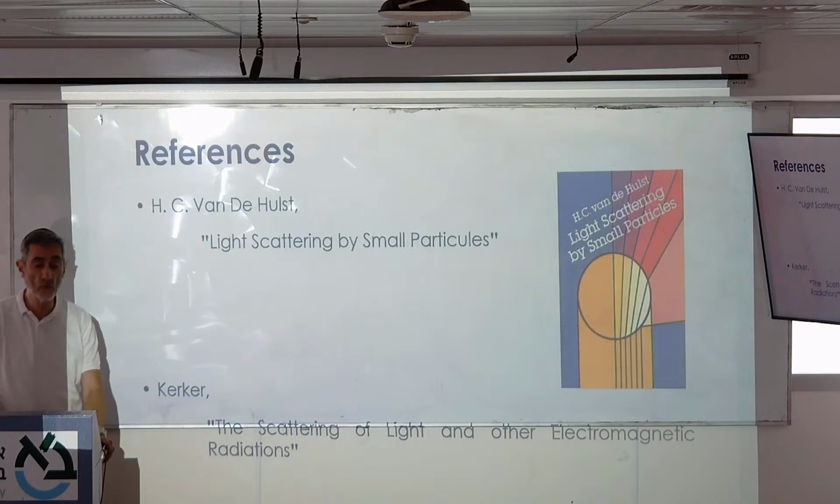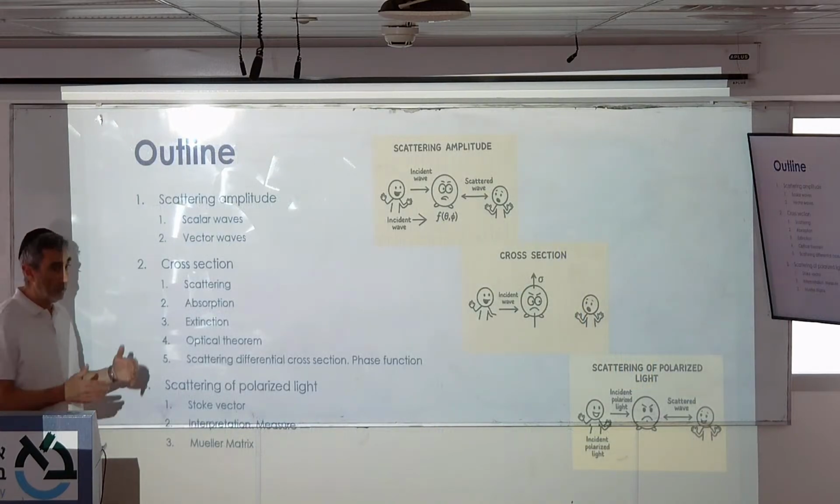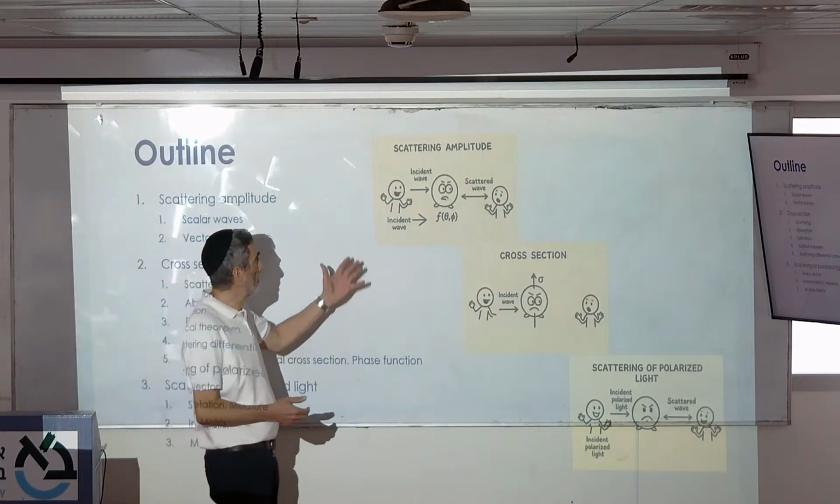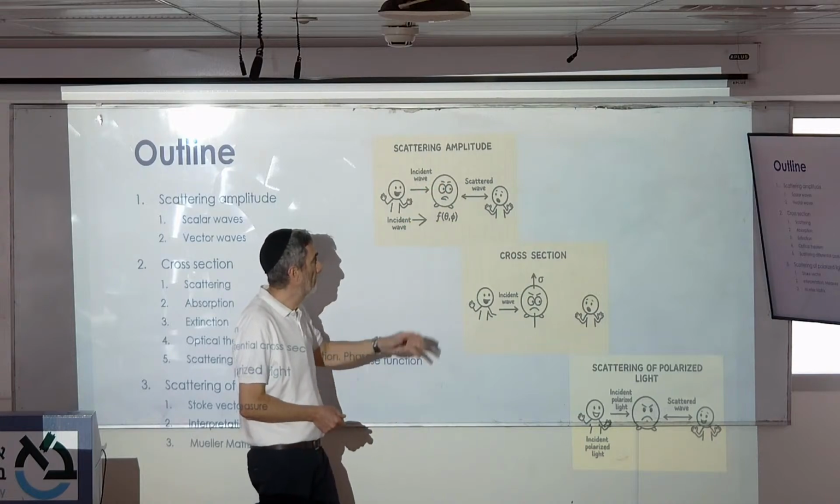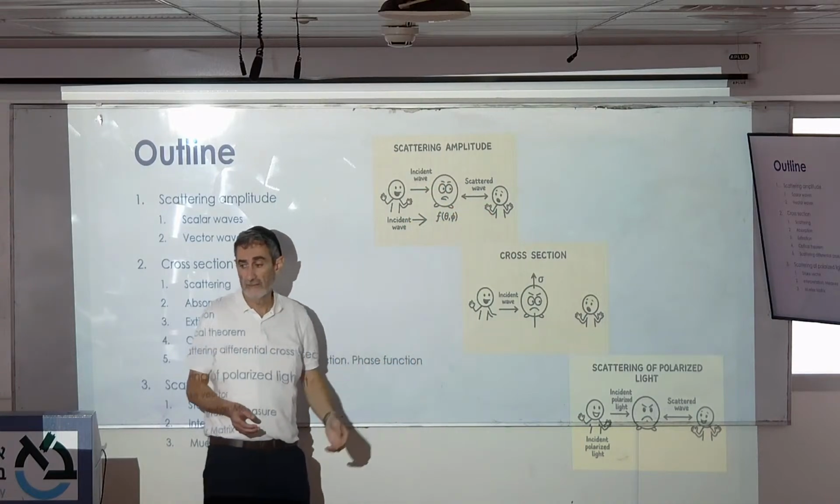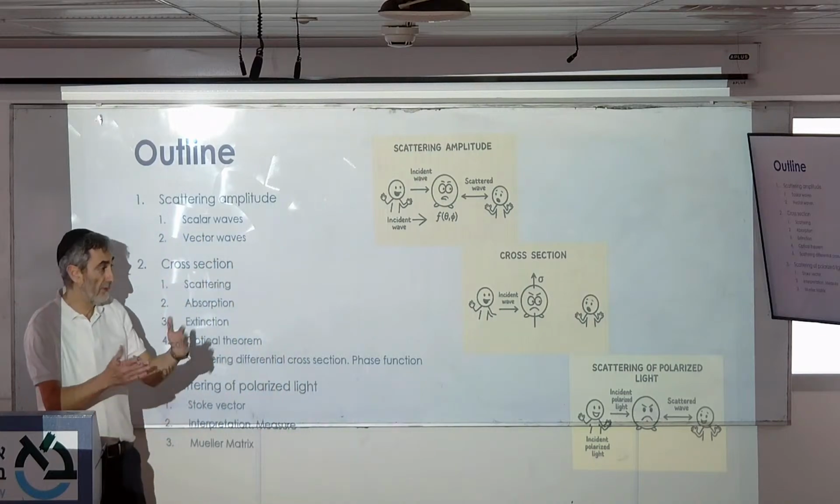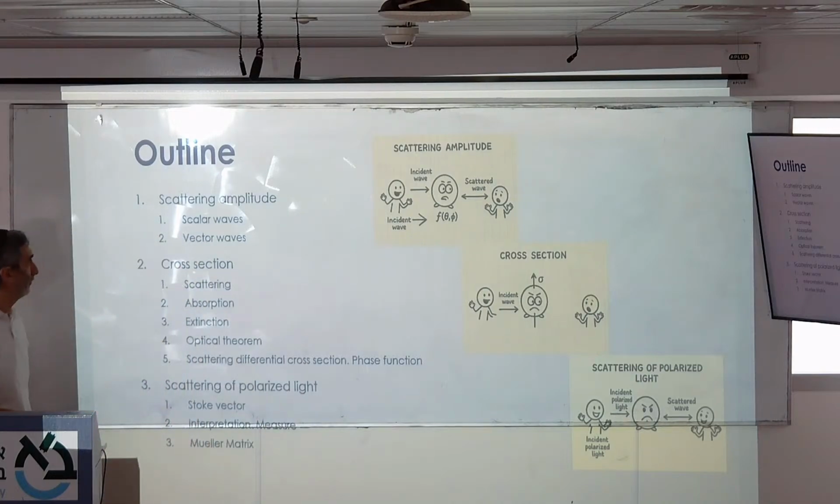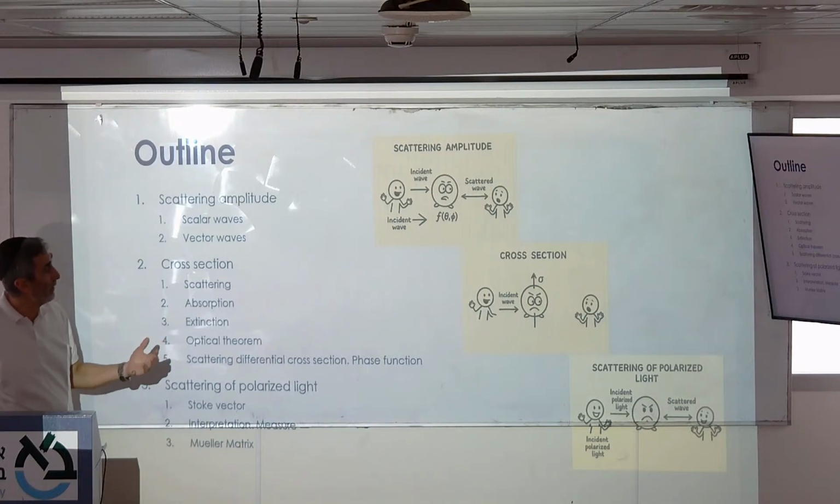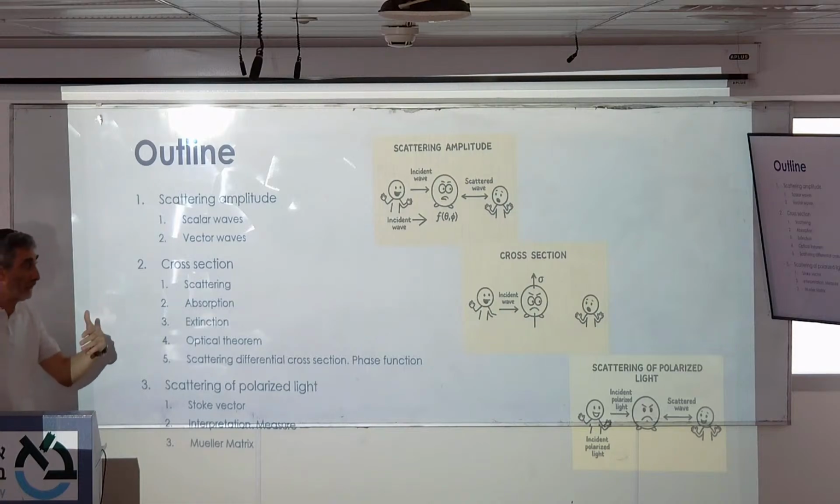So what is the outline of the course today? We will discuss this concept of scattering. You have an incident wave, you have a scattering medium, a scattering object, and we observe the scattered light on the other side of the system in other directions. This process will be described first by introducing the scattering amplitude. The scattering amplitude will tell us how strongly the incident wave has been scattered by the object, and in which preferential direction.